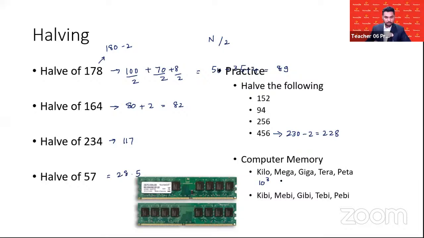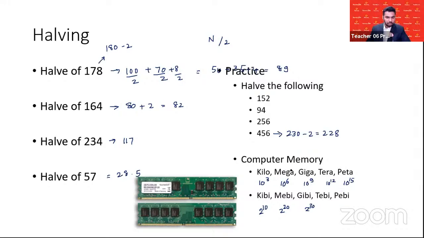This will be a revision for some of you. This is 10 power 6. This is going to be 10 power 9, 10 power 12, 10 power 15. Now, there is an equivalent relationship in terms of powers of 2. Kibi is in tandem with kilo. It represents 2 power 10. Mebi is going to be 2 power 20. Gibi is going to be 2 power 30, and so on and so forth. You can find out what is the power of tebi and pebi for yourself.